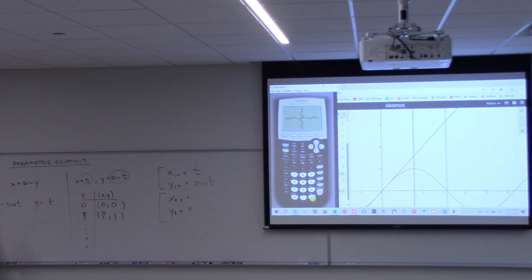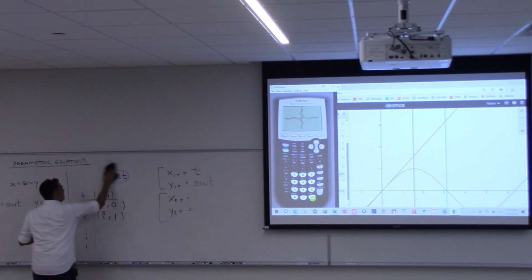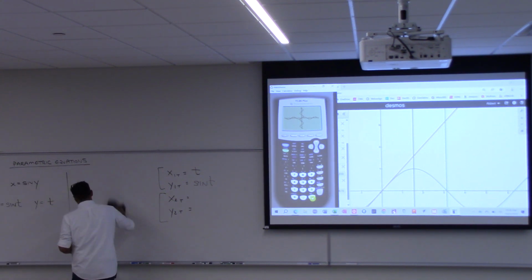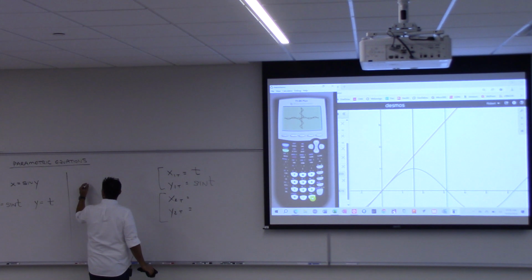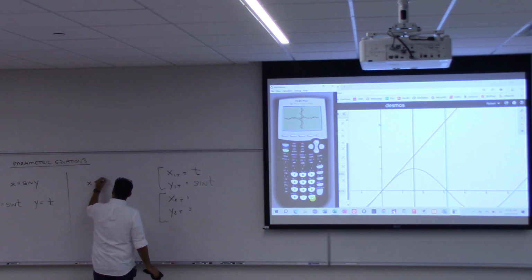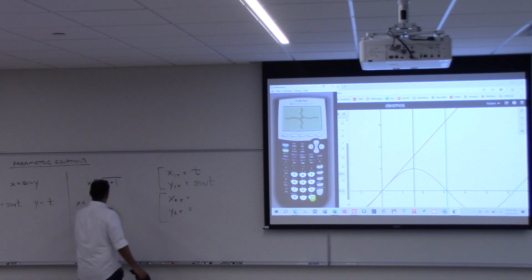It's thinking about this parametric idea, which means technically you can graph any function of y using this. Anything. How would you graph this? If I said, okay, graph x is the square root of y plus 1, what would x be? What would y be?